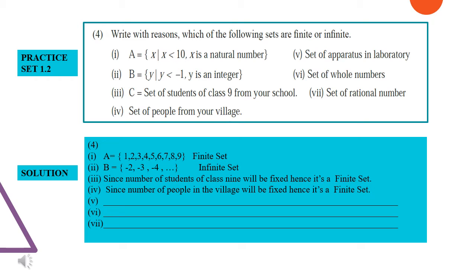Question 3. Set of students of class 9 from your school. Now, since the number of students of class 9 will be fixed, hence it's a finite set. Fourth one, set of people from your village. Now, in the village also we can count the number of people, and therefore it's a finite set. So you can see here, everywhere I am justifying with reason. So for the next 3 questions also you are going to justify your answer with reason. Okay.